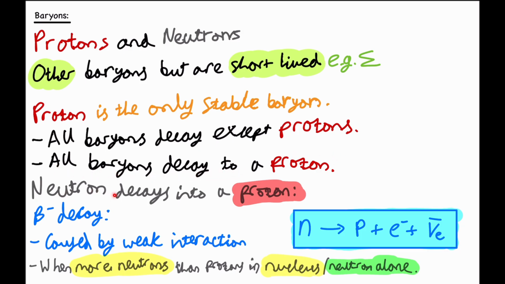So for example, a neutron decays into a proton through beta minus decay, and this happens through the weak interaction, and it happens when there are more neutrons than protons in the nucleus, but it can also happen when a neutron is alone, and this is what makes the neutron unstable. So the neutron will turn into a proton and do beta minus decay.